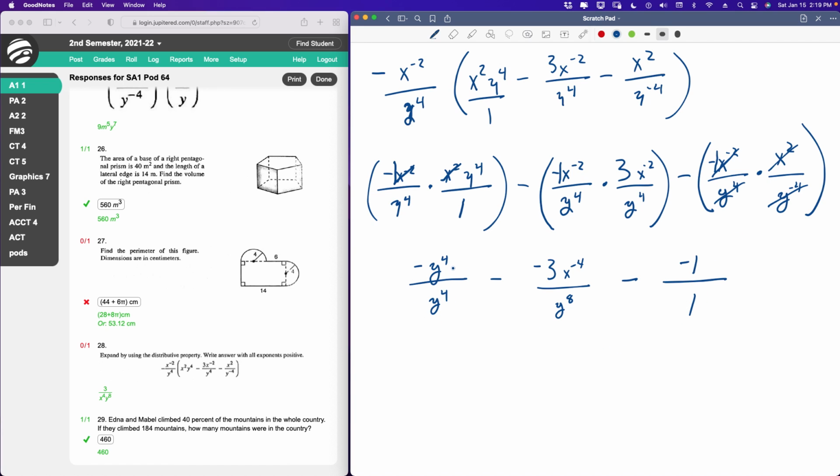So now let's simplify these. Negative 1, y to the 4, y to the negative 4. These cancel each other out. Minus a negative and a negative makes positive, so it's going to be plus 3 x to the negative 4, y to the negative 8. Negative and negative is going to be a positive 1. So we have a negative 1 and a positive 1. They cancel each other out. So all we have left is 3 x to the negative 4, y to the negative 8. We want all exponents positive, so we're going to put them down in the bottom, and that's going to equal 3 over x to the 4, y to the 8. And that's how we get this answer right here.